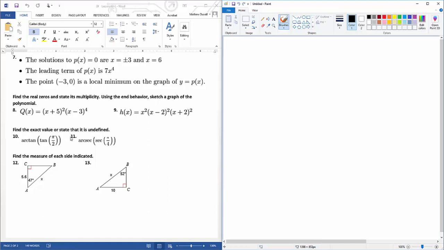All right, it says find the exact value or state what's undefined. So number 10 says arctangent of tangent. Well, tangent has to be between -π/2 and +π/2, but it can't include -π/2 or +π/2. So even though the arctangent and the tangent cancel out, tangent can't be at π/2, it's undefined.